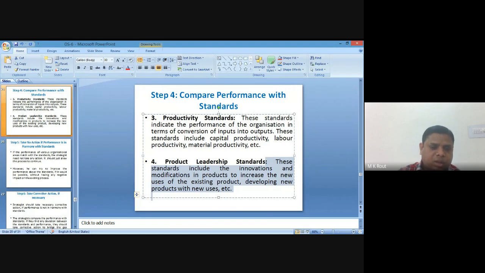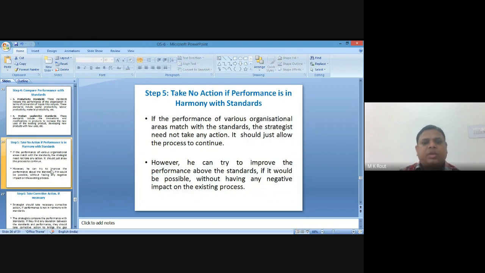Is it clear? Moving to the next part, this is the last step. Step number 5. If the performance of various organizations matches the standard, the strategist need not take any action. He should just allow the process to continue. However, he can try to improve the performance above the standard if it is possible without any negative impact on the existing process. So step number 5: take no action if the performance is in harmony with the standards. If your performance matches the standard, there is no need to take any kind of action.